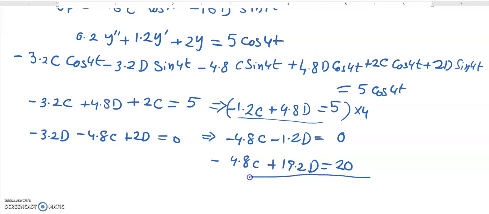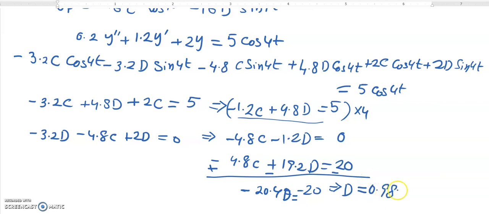Now I subtract this equation from this equation, so c will cancel. It will be minus 19.2 minus 1.2, so minus 20.4, minus 20.4d is equal to minus 20. So the value of d will be approximately 0.98.